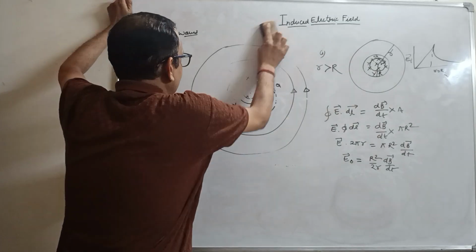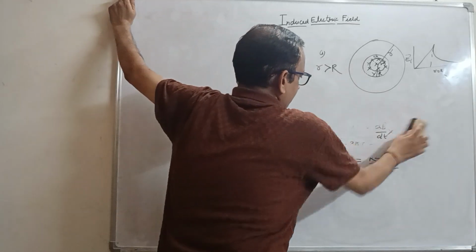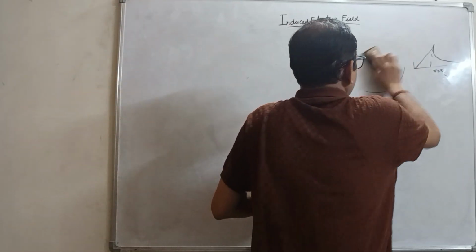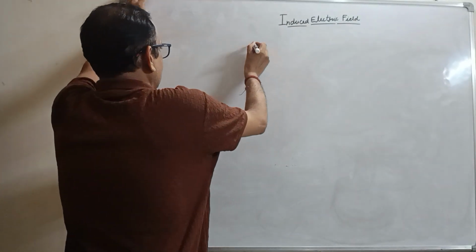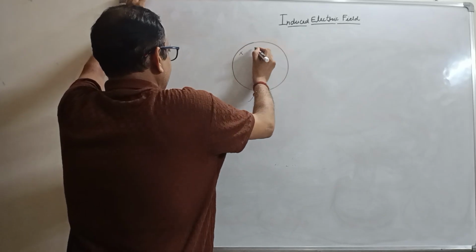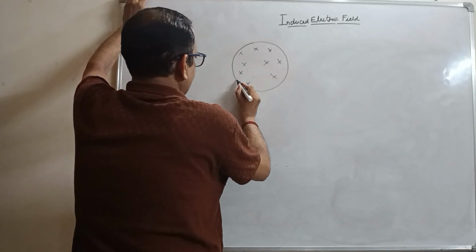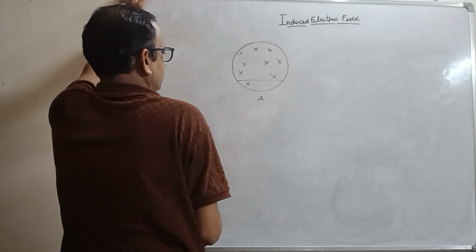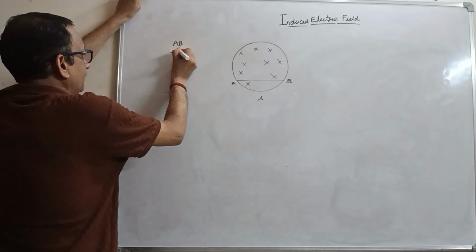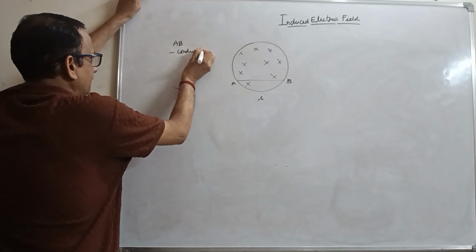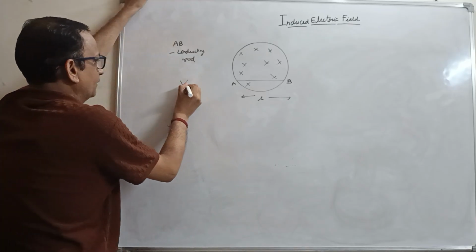So we take a problem. A region is this, here the time varying magnetic field is there, and a conducting rod AB of length L is placed here. We have to find the potential at AB.